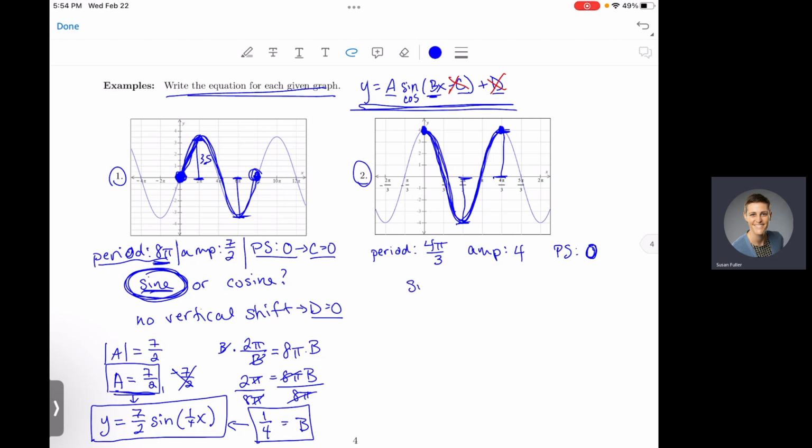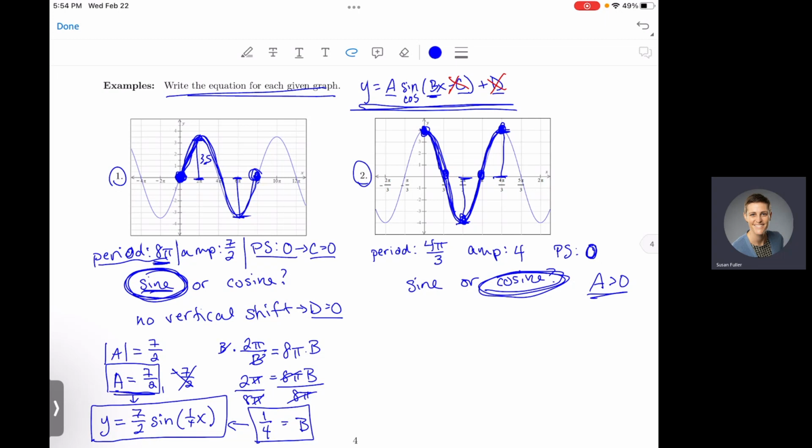And is this a sine or a cosine pattern? Well, because I start up, I come back to the baseline, and then I go down, and I come back to the baseline, and I end up. This is a cosine graph. And is it upside down? Nope, this one starts up and regular cosine starts up. This is not upside down, so I know that my A value is going to be greater than 0. It's going to be positive.